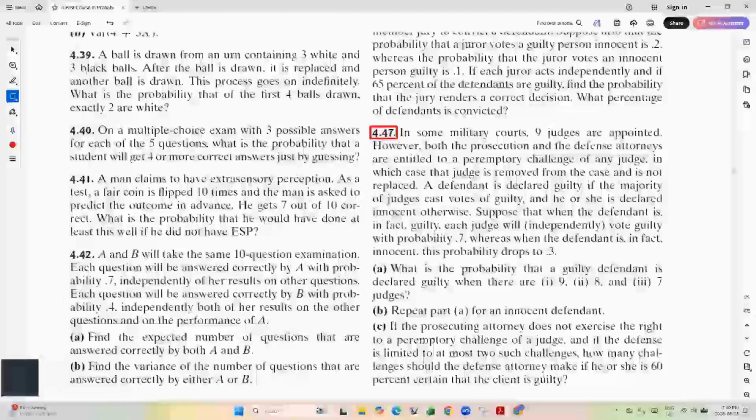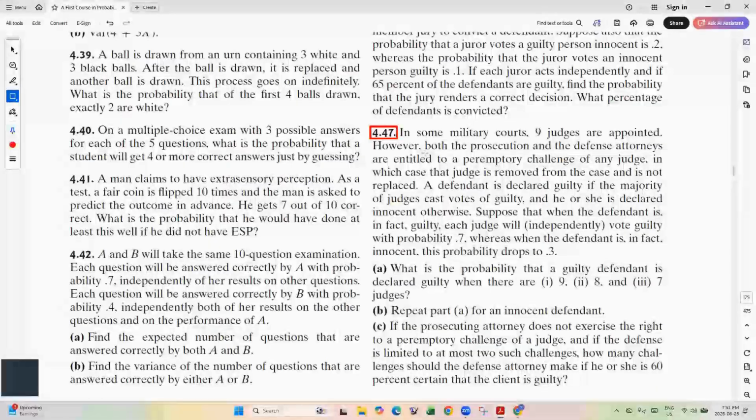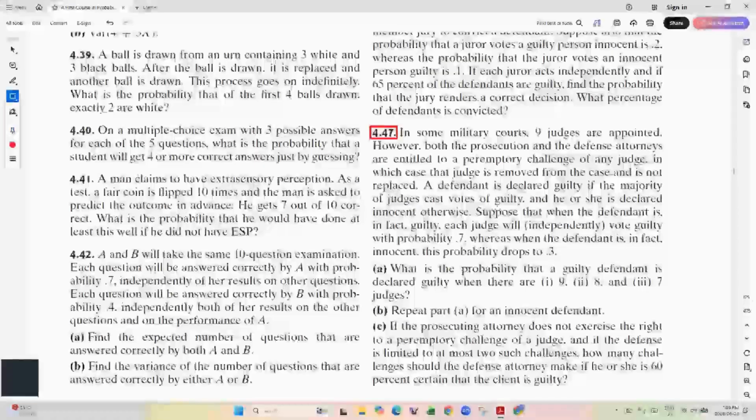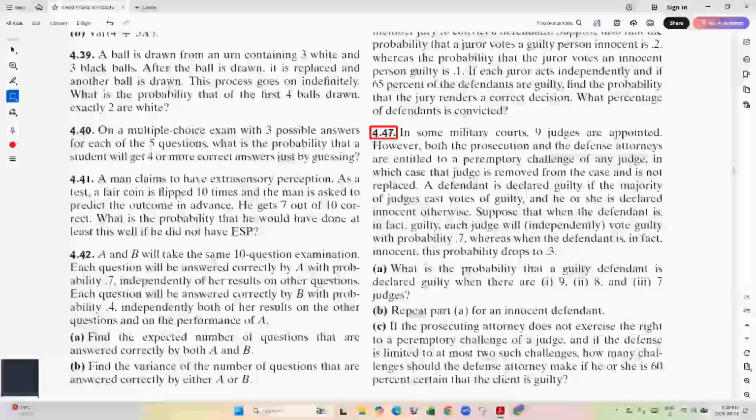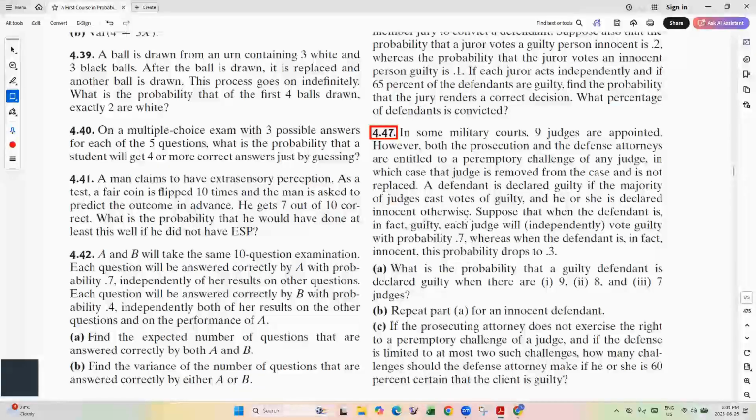Problem 4.47. In some military courts, 9 judges are appointed. However, both the prosecution and the defense attorneys are entitled to a peremptory challenge of any judge, in which case that judge is removed from the case and is not replaced. A defendant is declared guilty if the majority of judges cast votes of guilty, and he or she is declared innocent otherwise.